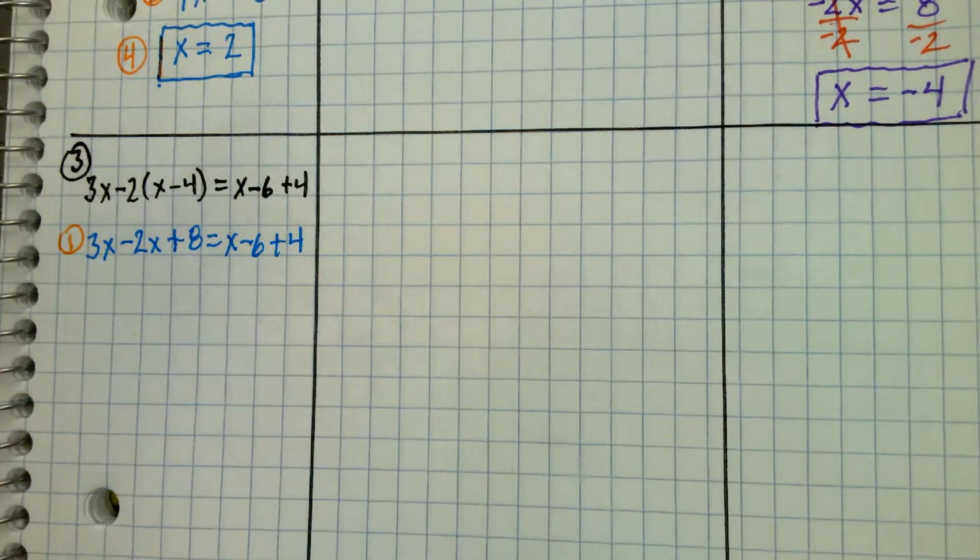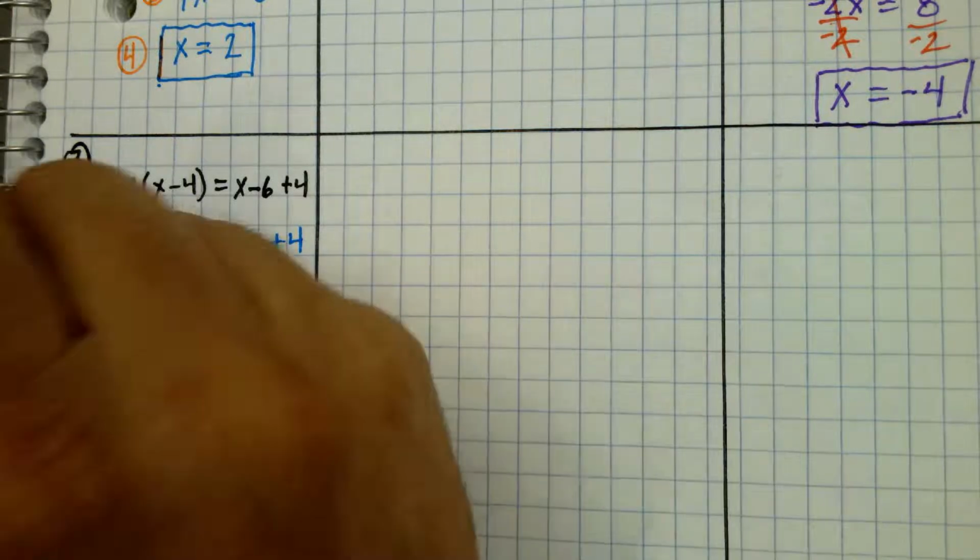Let's take a look. How did they get to that step? What did they do to get that first step? Did they distribute correctly? Yes, they did. So it looks like that one's okay. Let's do step number 2 then.